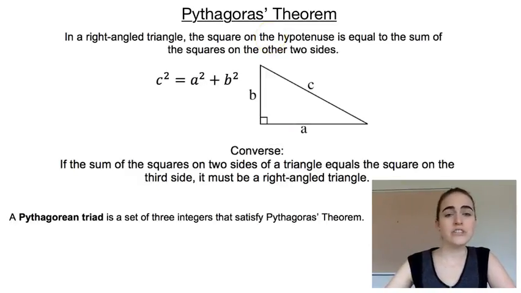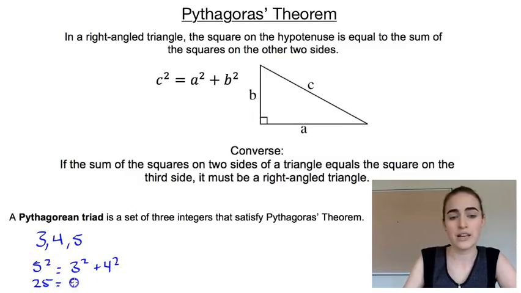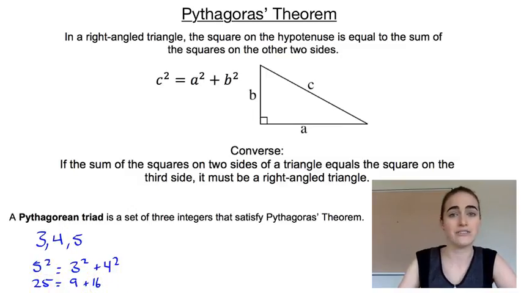One piece of terminology that we do need to know is what's called a Pythagorean triad. So a Pythagorean triad is a set of three integers, so whole numbers, that satisfy Pythagoras' theorem. So the smallest Pythagorean triad is the numbers 3, 4, 5. And that's because 5 squared is equal to 3 squared plus 4 squared. So this would give us 25. 3 squared is 9 and 4 squared is 16. And 9 plus 16 is 25.